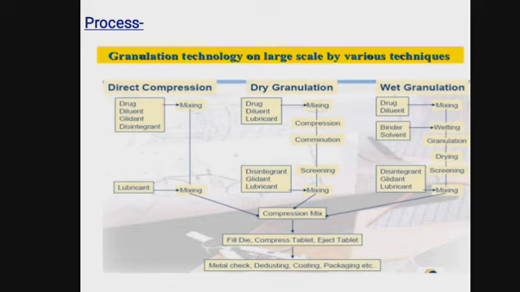Process of granulation. The process of granulation includes granulation technology on a large scale by various techniques. It includes 3 techniques: direct compression, dry granulation, and wet granulation, and has been explained in a flow chart in this slide. You all can have a look at this. These techniques have been explained briefly in previous slides. So let's see.